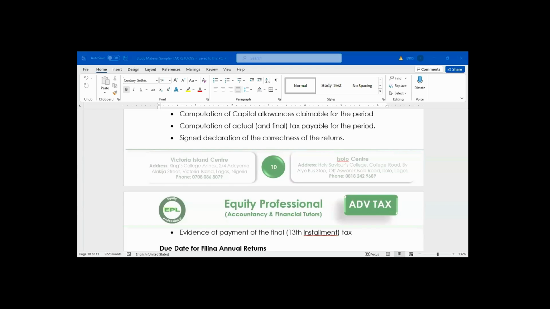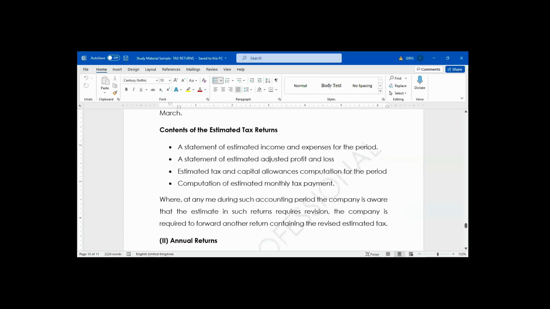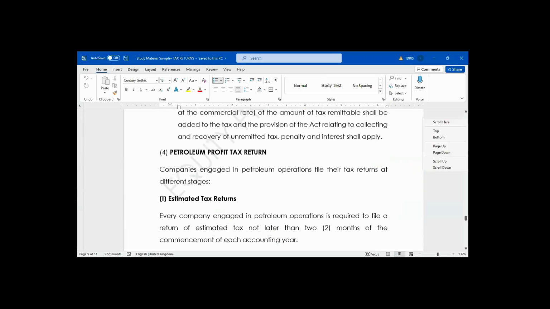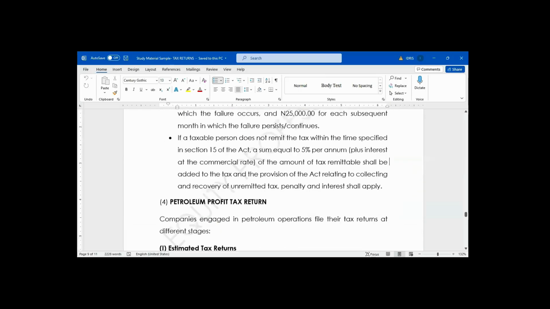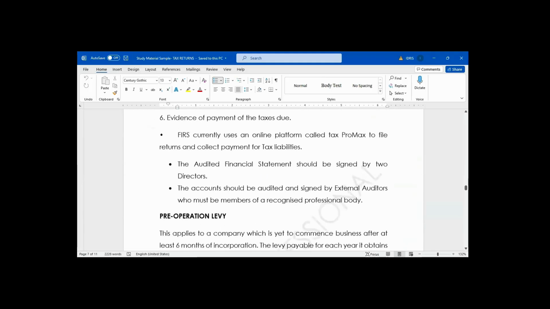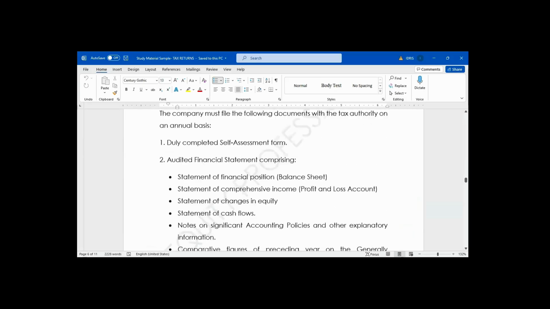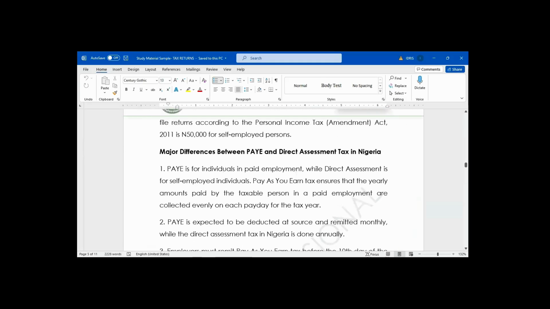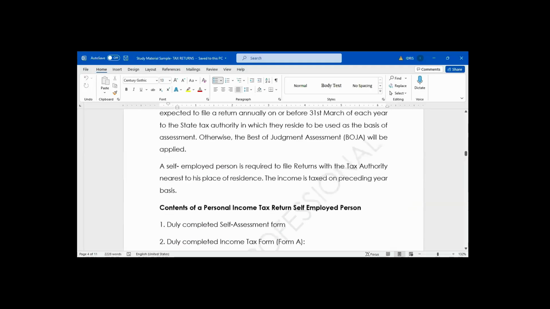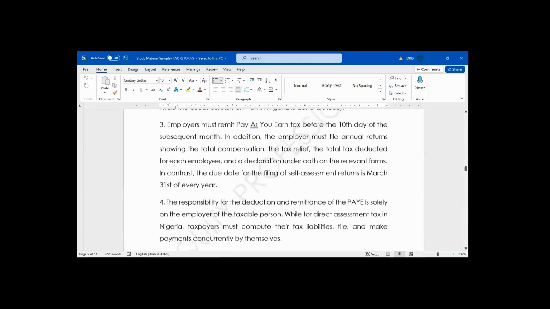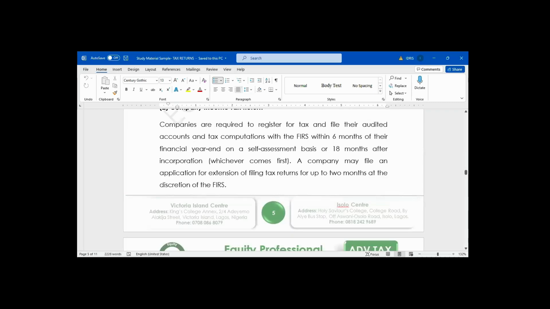So in our last class, we looked at type of tax return. We discussed personal income tax return, where we talked about PAYE return and direct assessment. I think that is where we stopped. So today, we are going to continue from where we stopped in our last class and look at company income tax return.